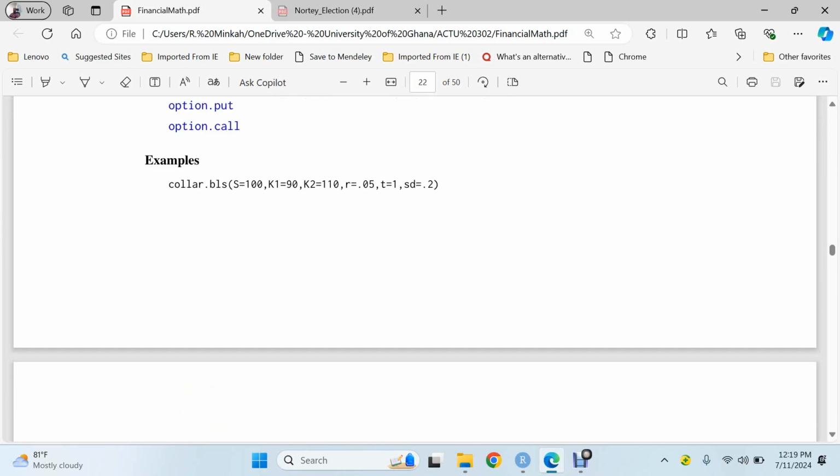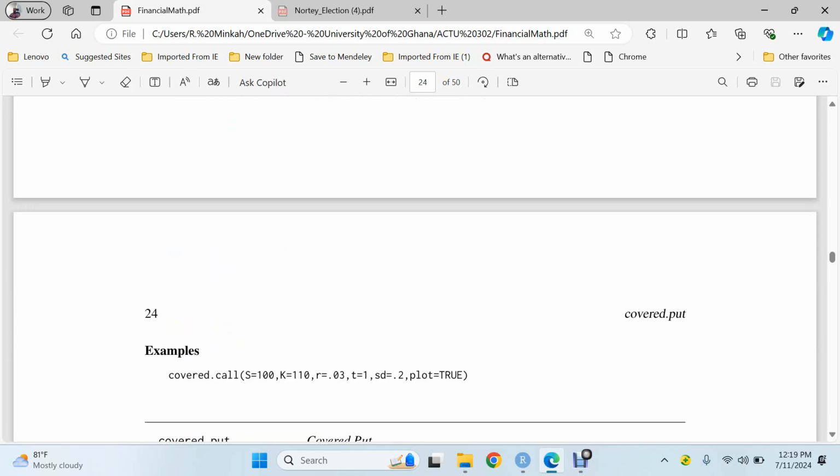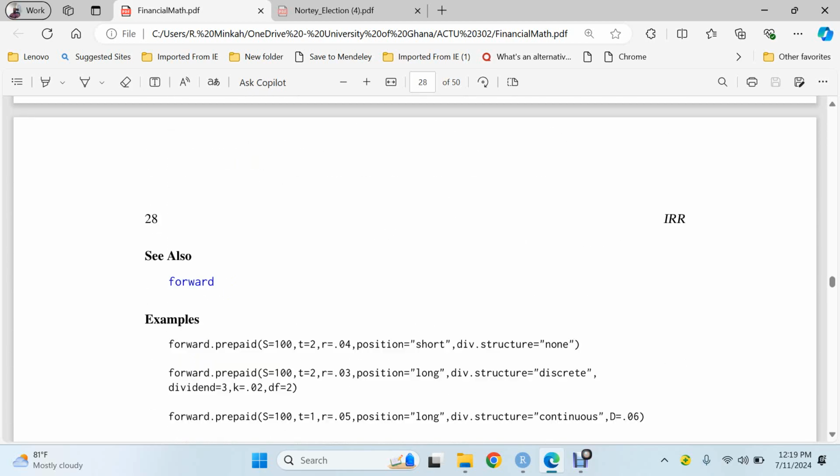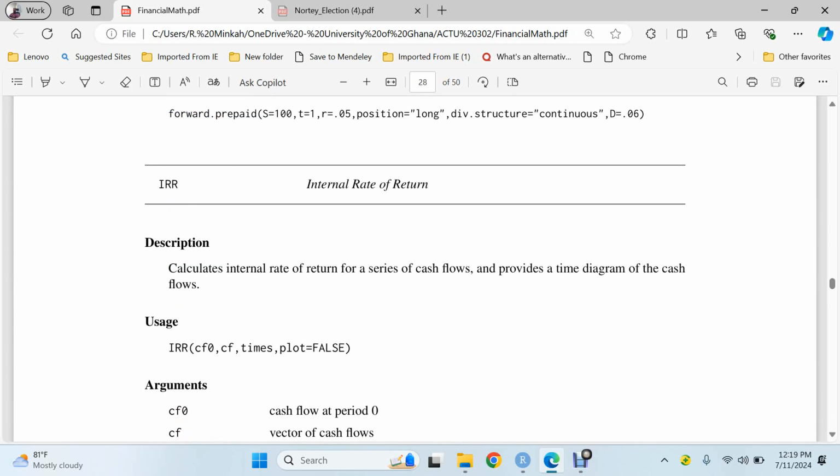But let's go to 20, 23, 28. So 28 talks about internal rate of return. Now, how do we find the internal rate of return? If I give you this, how are you going to find it? What is it in the first place? When we say internal rate of return, what do we mean?